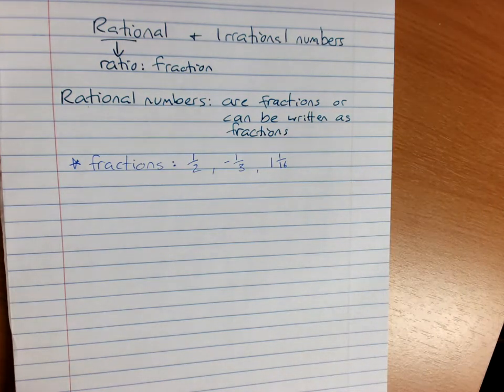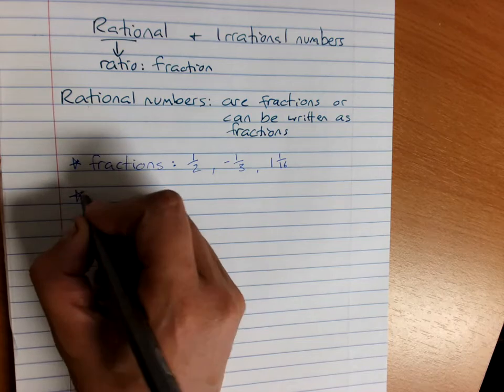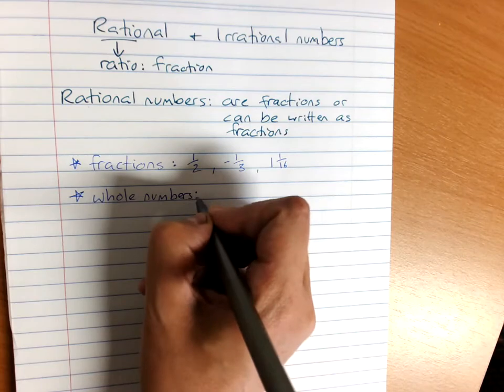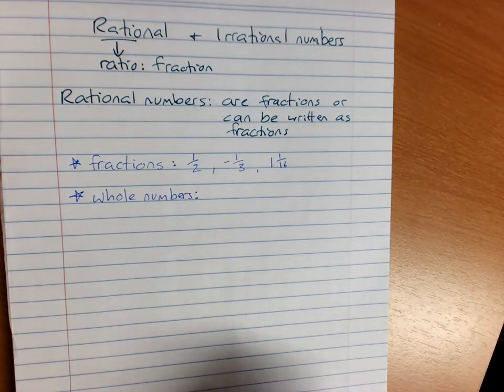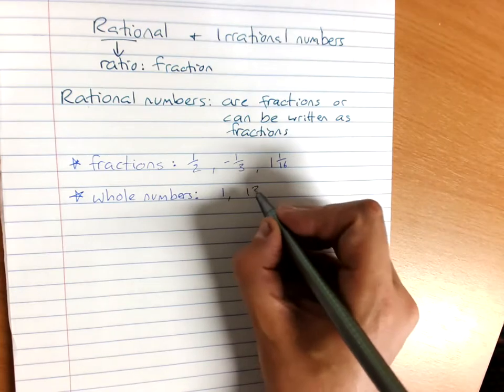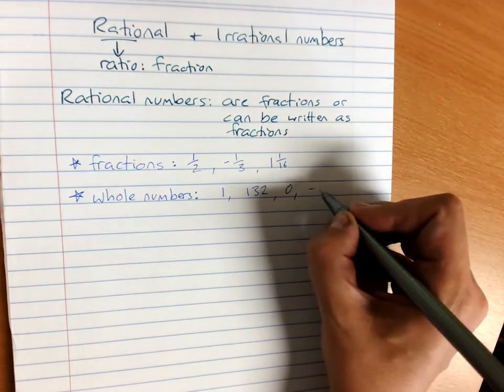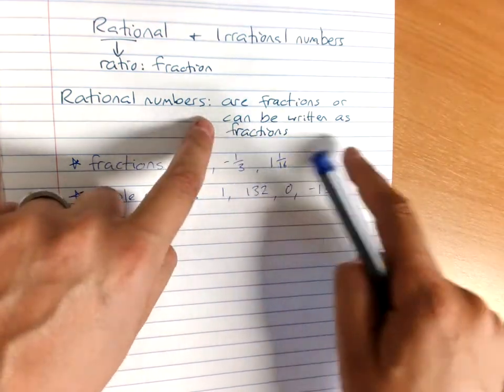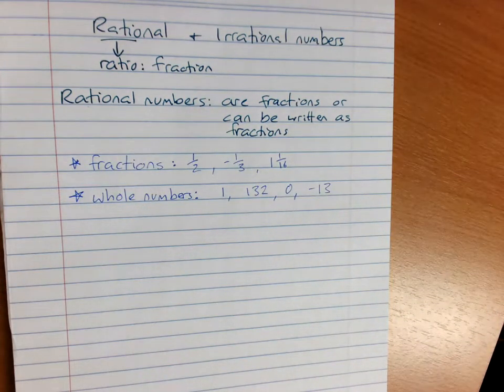The next sort of number that's absolutely definitely rational is any whole numbers, including negatives and including 0. 1, 132, 0, negative 13. Because any whole number can be written as a fraction by putting it over what? 1. Great, well done. No one in the last class answered that one. Any whole number can be written as a fraction. Great, whole numbers are rational.